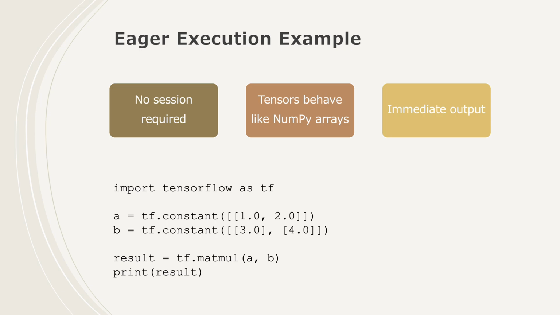This is exactly what eager execution means. Operations run right away, outputs are available immediately, and tensors behave much more like regular Python or NumPy objects. That is why TensorFlow 2.x feels more natural, more interactive, and easier to debug than the older static graph style.